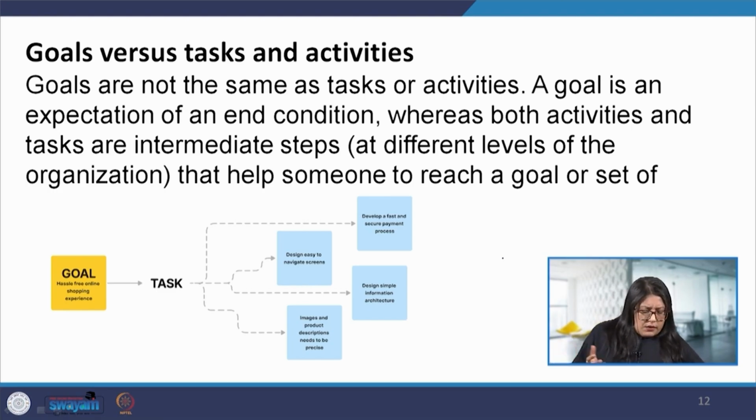So we can see here in the example that the goal is the shopping experience, and the task has been broken into several parts, where the design of the screen is also important. The images and product description is another task. So the tasks are smaller and the goal is the bigger picture.